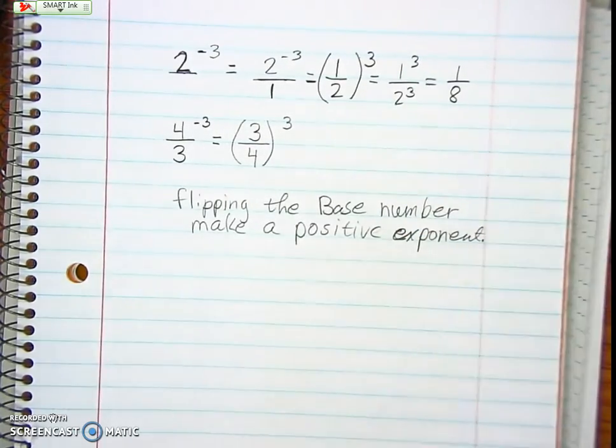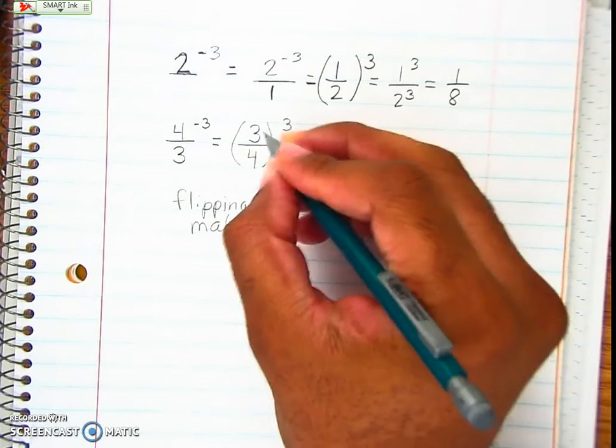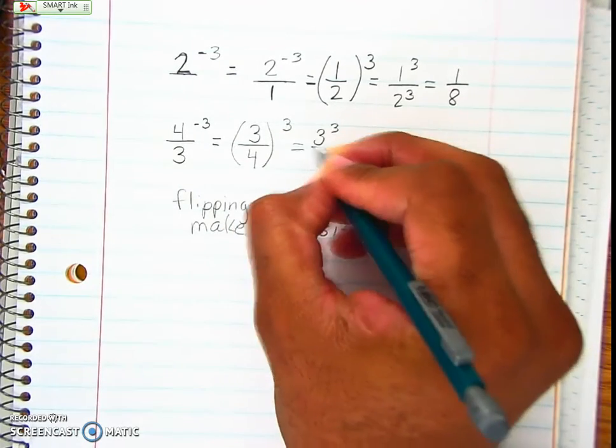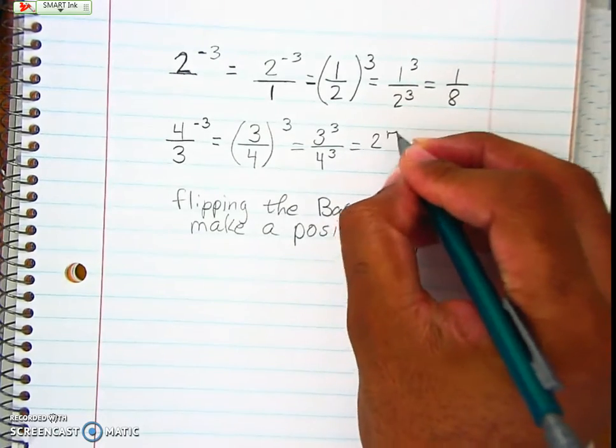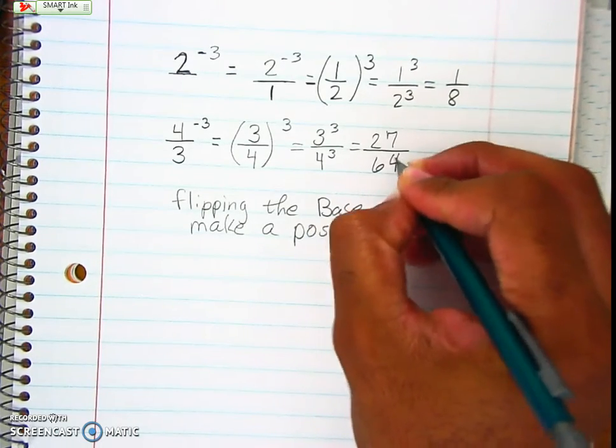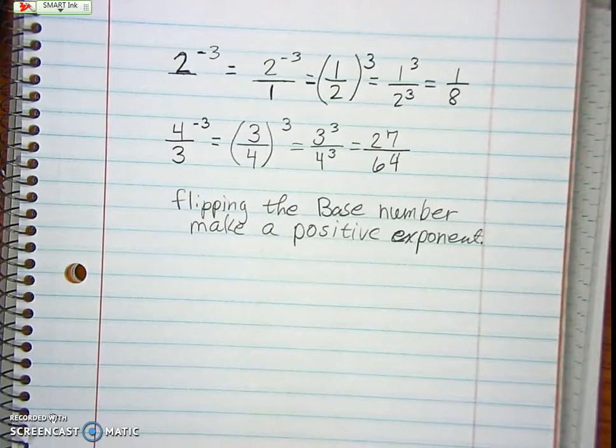So we flip it. That's going to give us 3 to the third power over 4 to the third power. So that's 27 over 64. And that's it. It's important that we remember that, because we're getting ready to do that flipping again. We're going to do this for example 2 now.